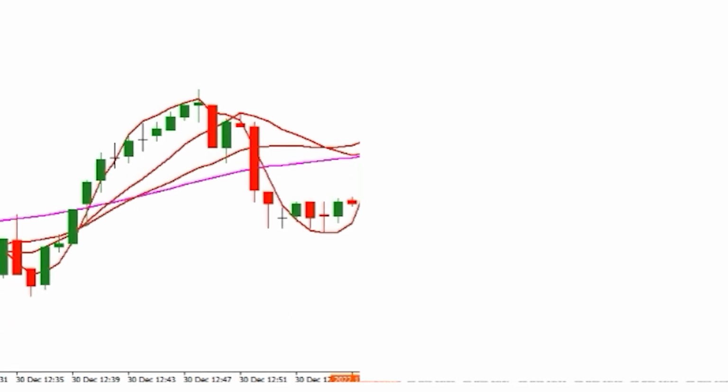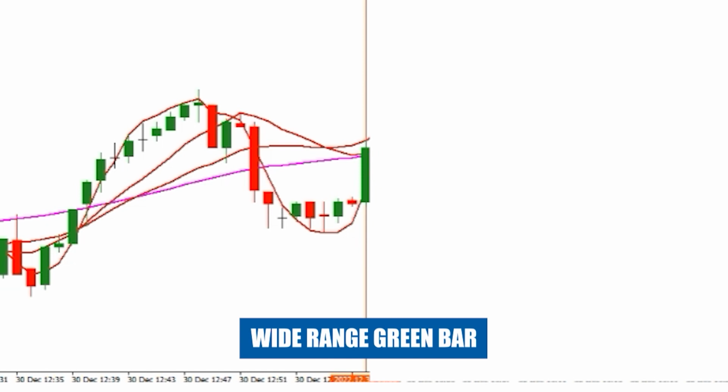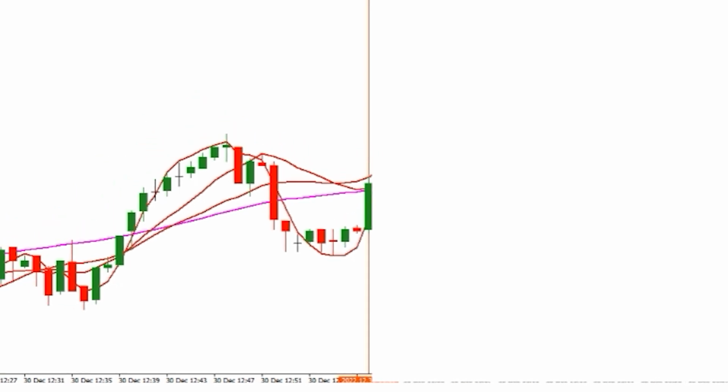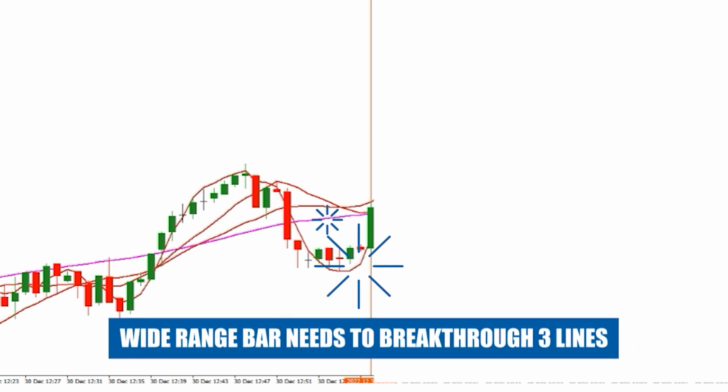Firstly, we need to find a wide range green bar. The way you can tell it is wide range is that the surrounding bars will be significantly smaller. Secondly, the wide range bar needs to break through at least 3 of the 4 lines on the chart, which ultimately signals price passing through multiple time frames, which makes our entry that much more powerful.